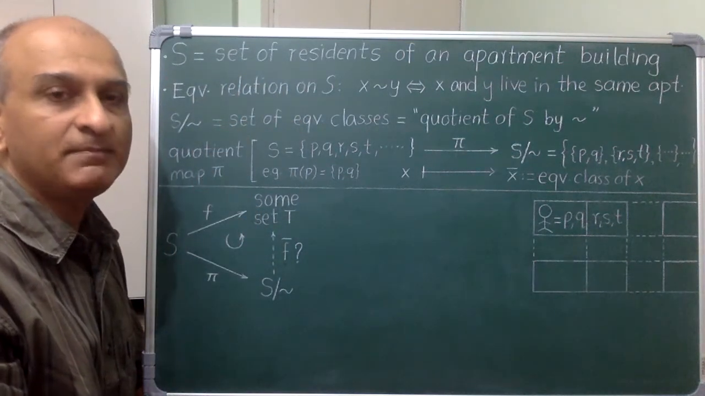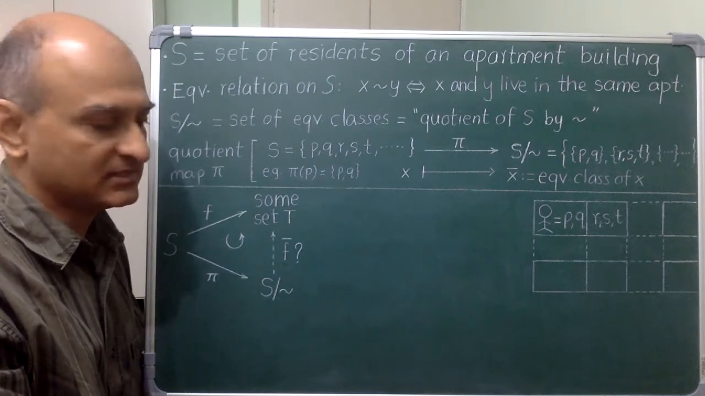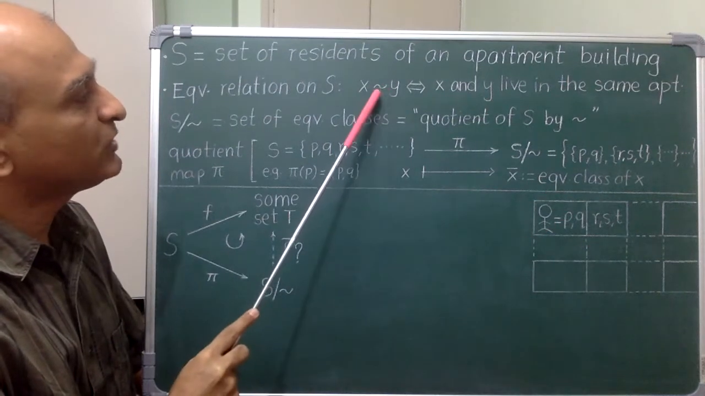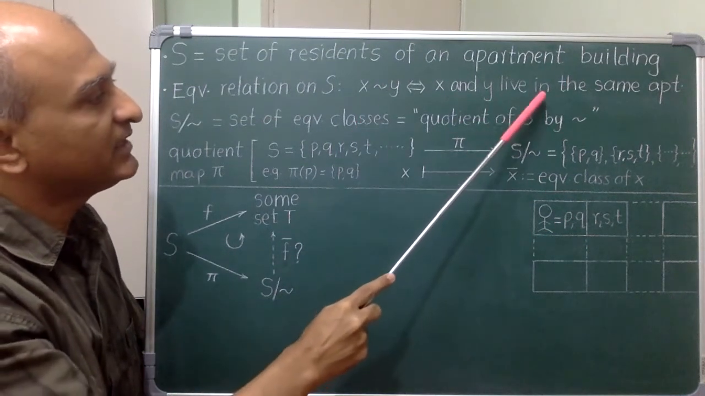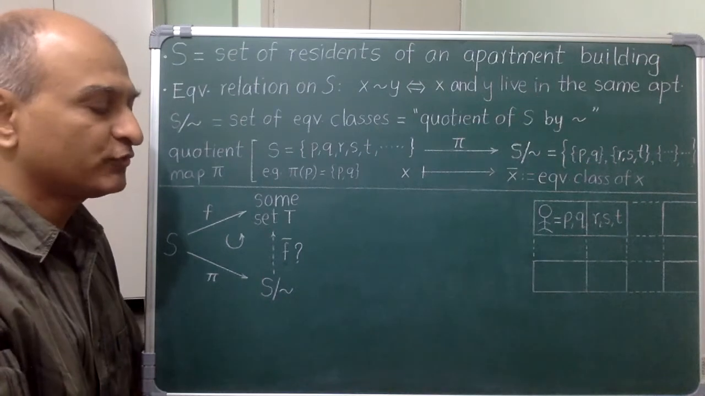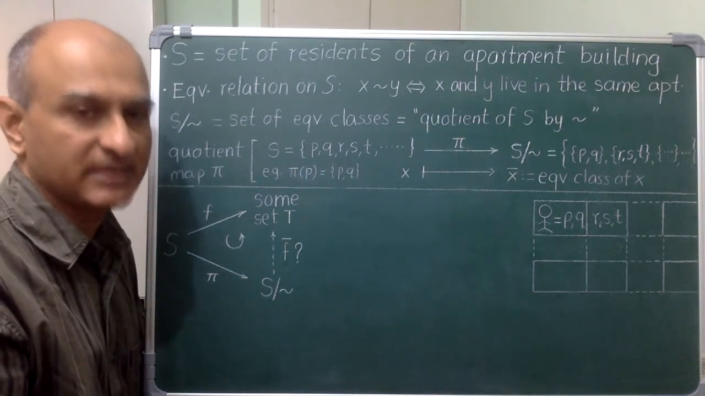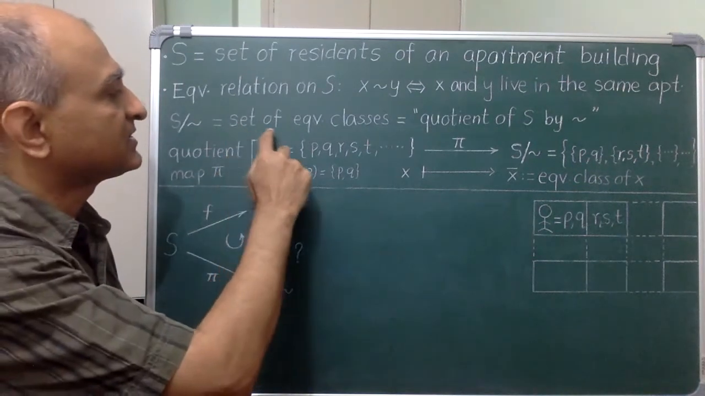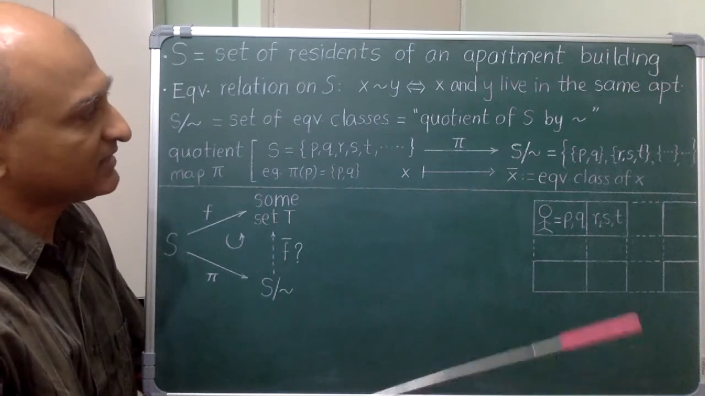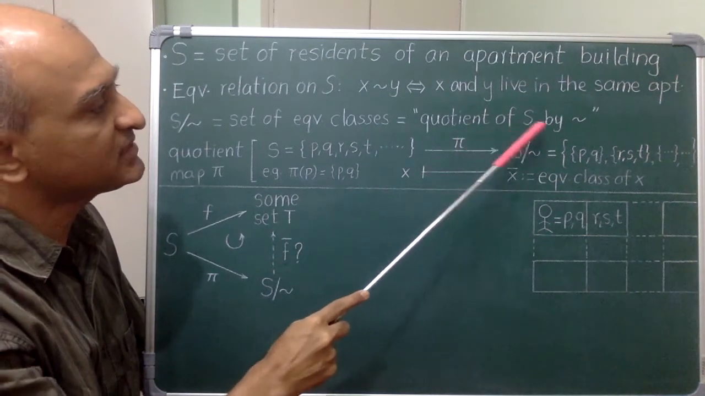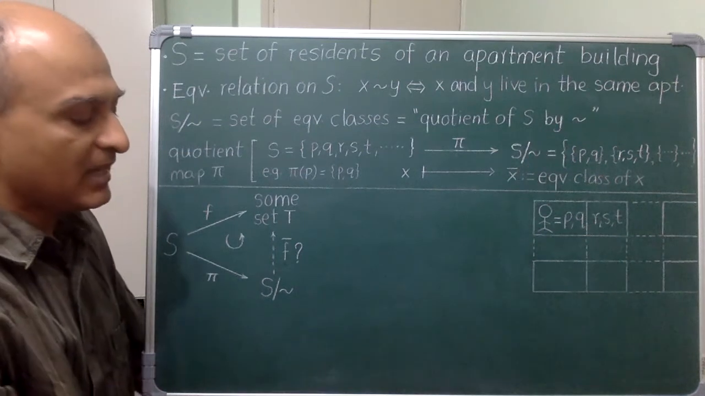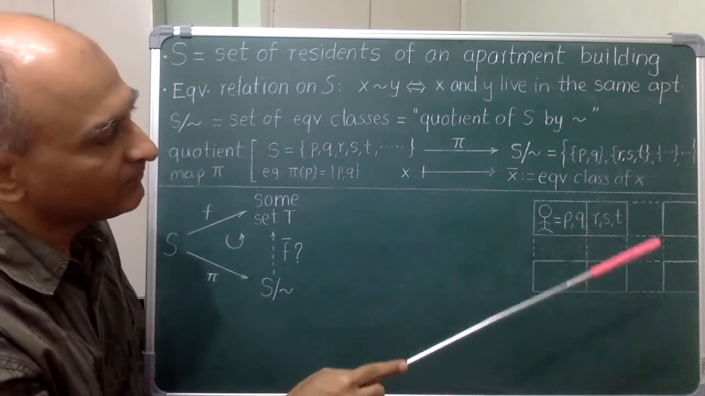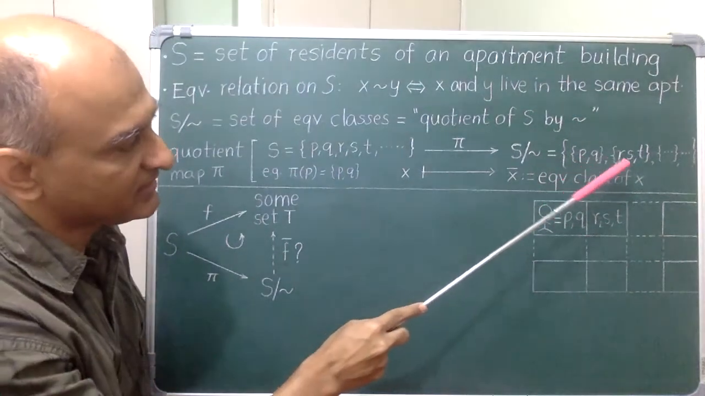There are two independent pieces of data involving the set S. The first is an equivalence relation on S, where I consider two residents to be equivalent if they live in the same apartment. You should quickly observe that this is indeed an equivalence relation. Therefore, it partitions the set S into equivalence classes. The set of these equivalence classes is what I call the quotient of S by the given equivalence relation, and it is denoted this way. So notice that the quotient set has elements that are themselves sets.